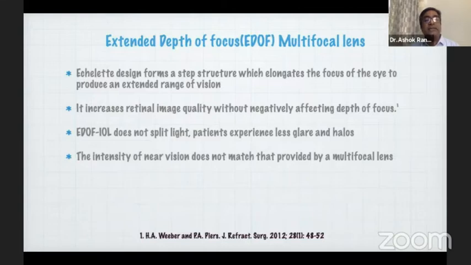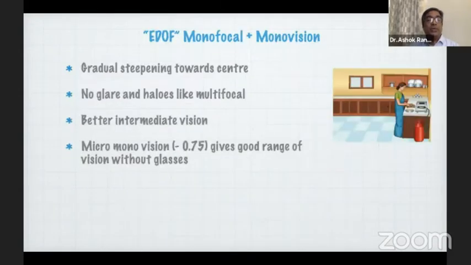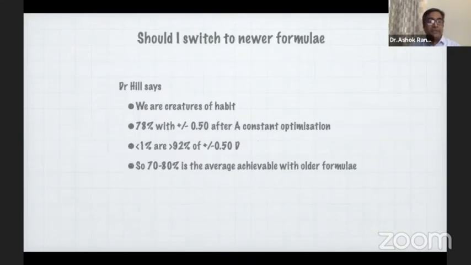So what are the extended depth of focus lenses? These lenses are basically elongating the focus of the eye to produce an extended range of vision. The good news with these EDOF lenses is that they give a good intermediate range of vision, but near vision is not well complemented. I have found that the EDOF lenses with micro monovision correction work very well in this kind of work range, where the patient wants to see what is there on the table very clearly and distance vision clearly, and is accepting to wear near vision glasses for very fine near vision.